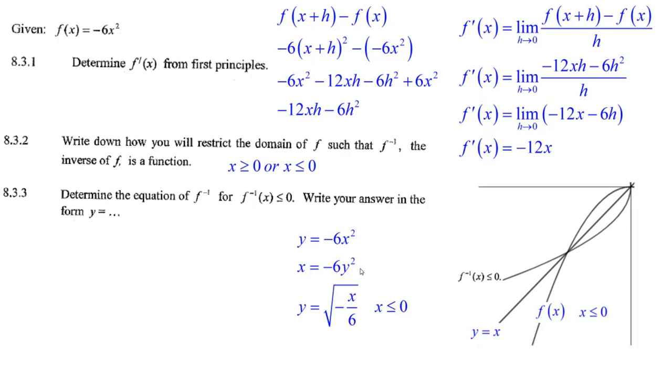You switch x and y, and then you divide by minus 6, and you take the square root of both sides. That's what we want here. We want this function here, the inverse is equal to this, where x is less than or equal to 0 on this side right here. That's the inverse function right here, f prime of x, where x is less than or equal to 0. And that's the question all done. There we go.